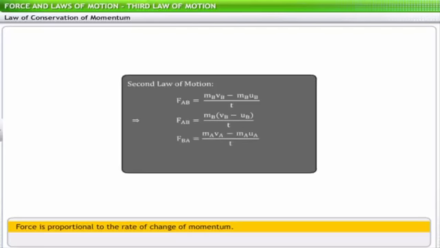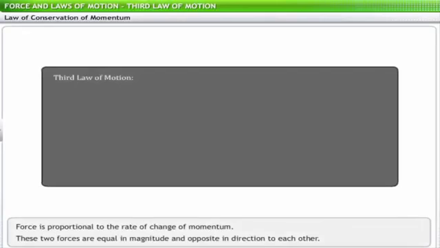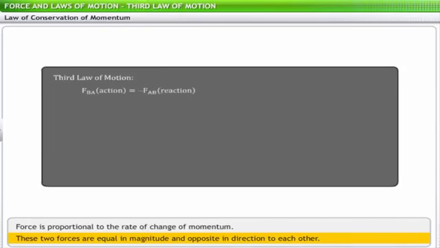Similarly, the force exerted by B on A, FBA, is equal to MA multiplied by VA minus UA divided by T. According to Newton's third law of motion, these two forces are equal in magnitude and opposite in direction to each other. Here, FBA is the force of action while FAB is the reactive force or reaction. Since it is a reactive force, it is always indicated with a negative sign.